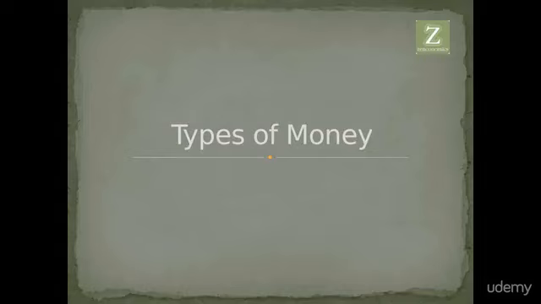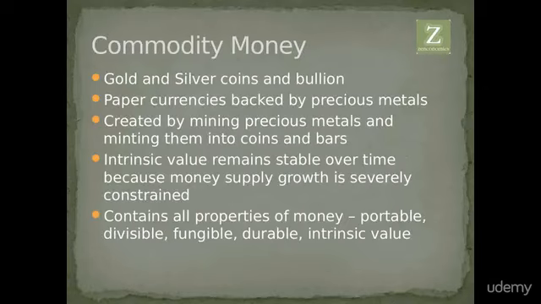In this lecture, we will take a look at the two different forms of money we have used throughout history. First, let's look at what's called commodity money. This was most often gold and silver coins and bullion, and paper currencies backed by gold and silver coins and bullion. Now, bullion just refers to bars of various weights and measures. So, where does commodity money come from?